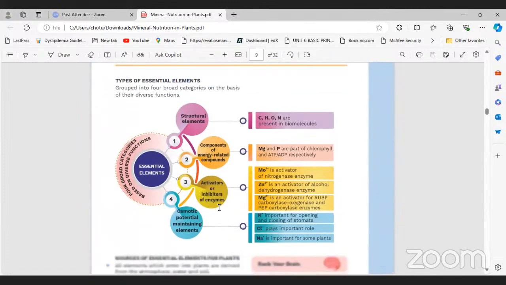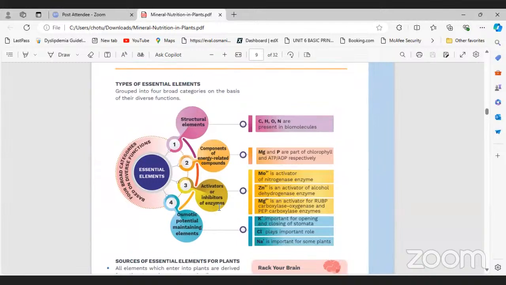Types of essential elements: they are grouped into four broad categories based on their functions. The first one, structural elements. Carbon, hydrogen, oxygen, nitrogen are structural essential elements present in biomolecules.